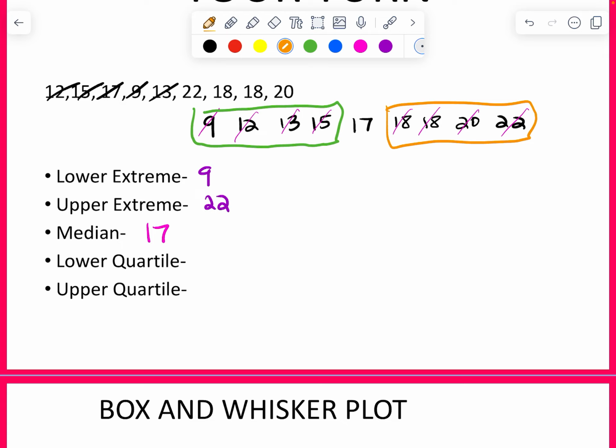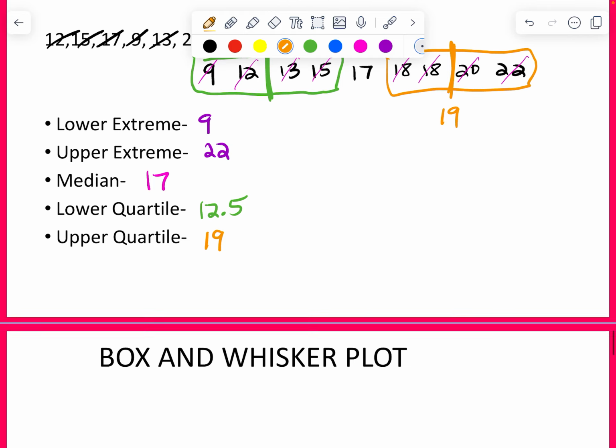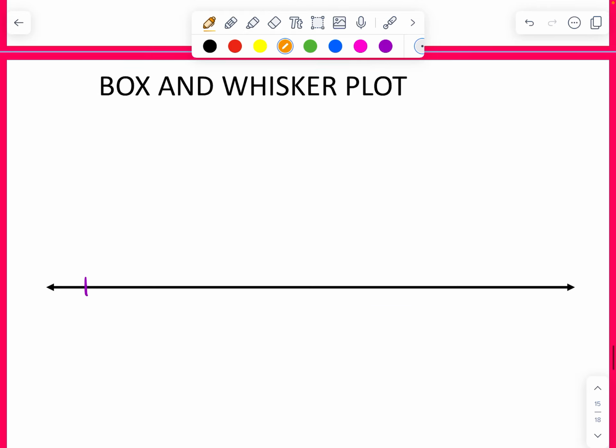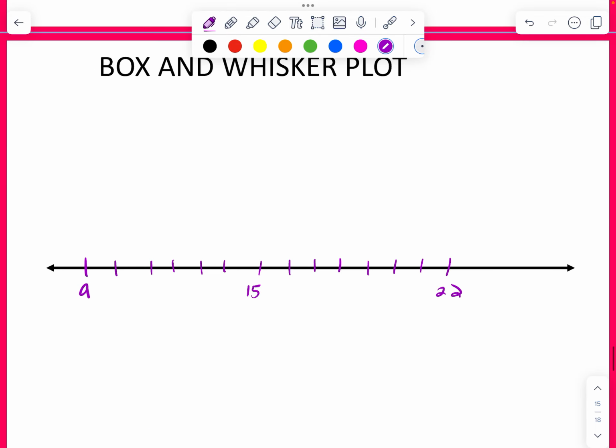So right in between 12 and 13 is going to be 12.5. Right in between 18 and 20 is 19. You could also find the average. So 9 to 22. So let's just make that a 9, 10, 11, 12, 13, 14, 15, 16, 17, 18, 19, 20, 21, 22. Okay, a 9 and a 22.